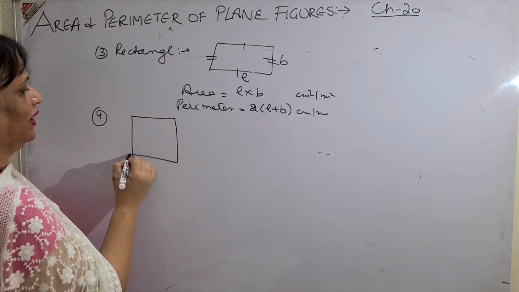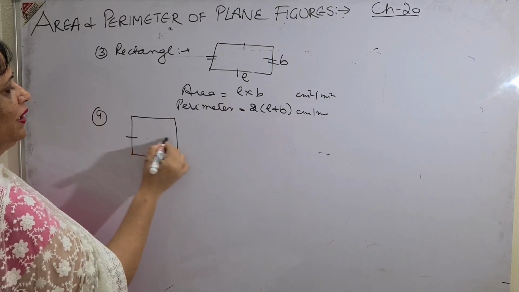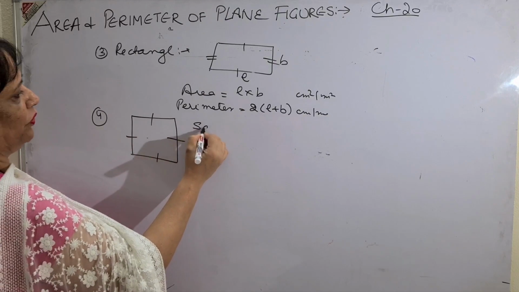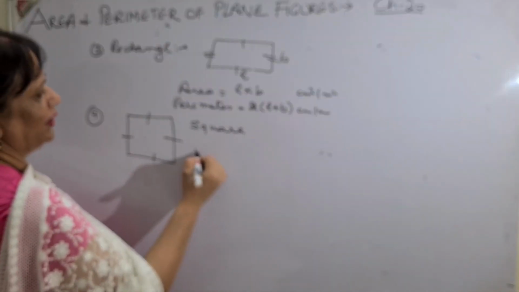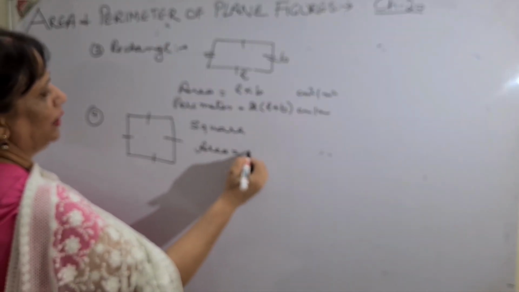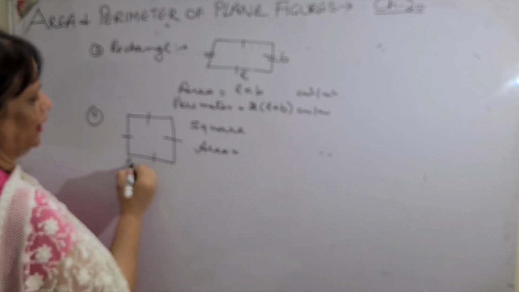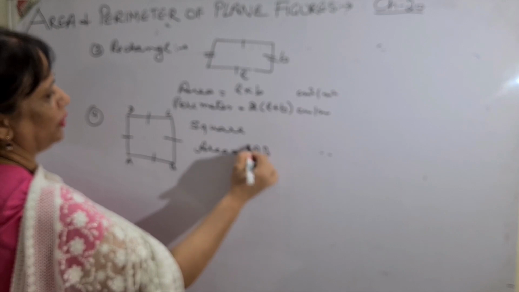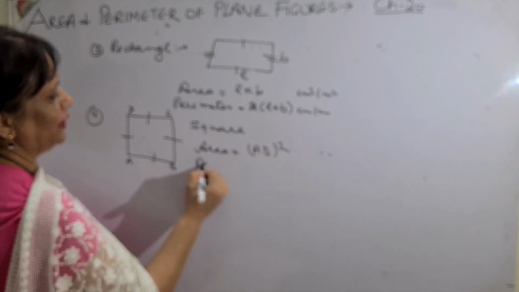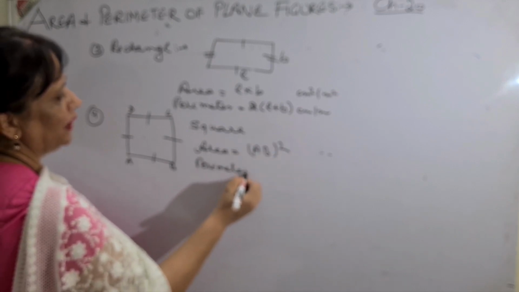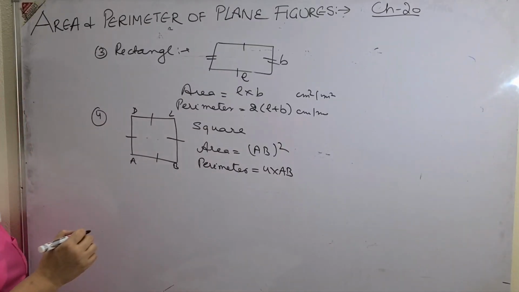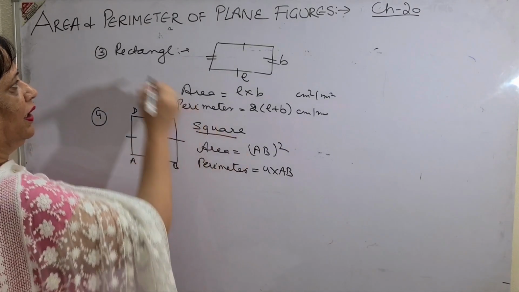I am just revising. Again the next figure I have made, in which all the four sides are equal, and you very well know it is a square. For square the area is equal to side square, any side AB, BC, because all the sides are equal, so you can write AB square. And of course when perimeter is concerned, it is 4 into AB, any one side you can take. This is for the square.